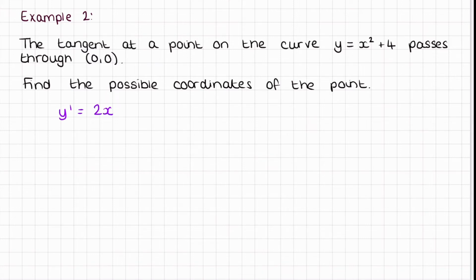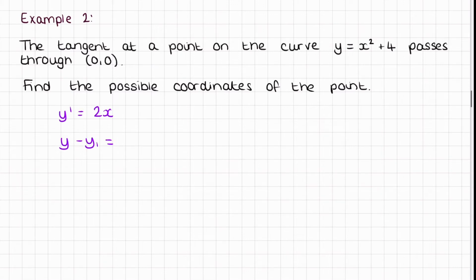But we know our equation of the tangent will look like y minus y1. The gradient is going to be represented by 2x. We don't actually know what that is yet. Then we'll have x minus x1. We know one of the points on this line is (0, 0), which means we can sub that in as our x1 and y1, which will give us that y equals 2x squared. So now we have an equation to help represent the coordinates of the point.